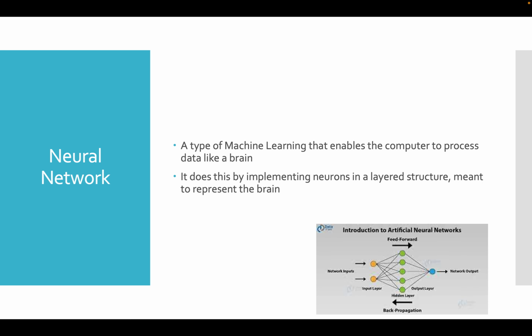Next, I'll talk about neural networks. A neural network is a type of machine learning that enables a computer to process data like a brain. And it does this by implementing a neuron structure in a layered structure meant to represent the brain. And this is a simplified graphic meant to show that there are inputs, there are outputs, and in between there's a layer of information that can go forward or backward based on what it needs.